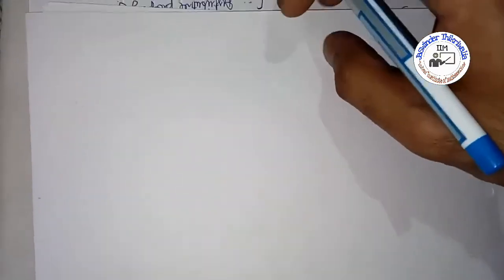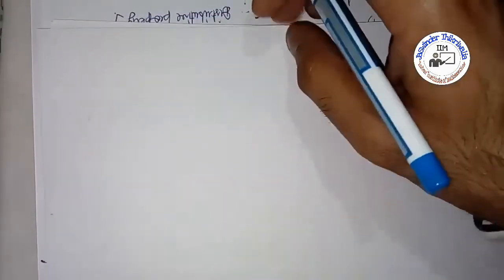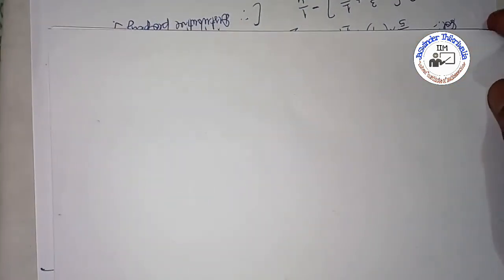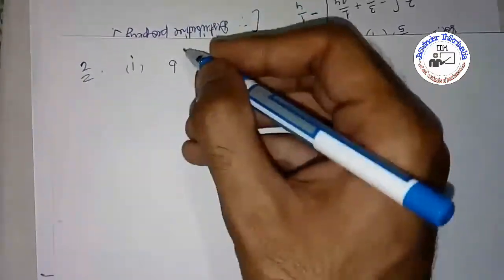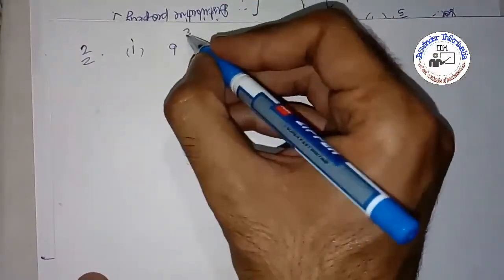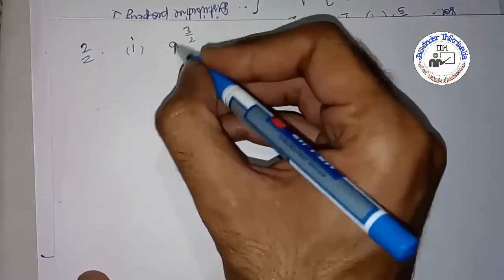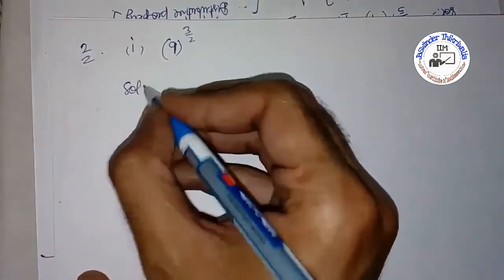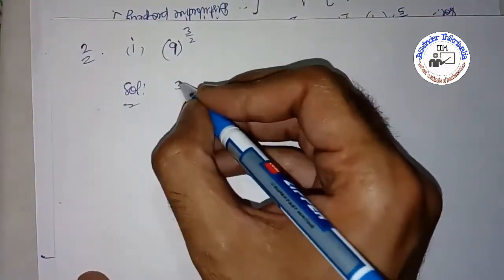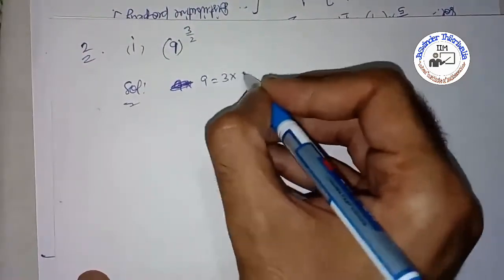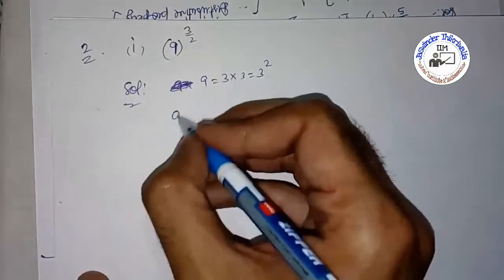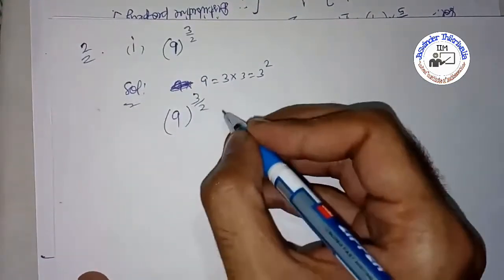So now it's the second sum. The second sum is related with the identity only, the law of exponent. Second question, first part, 9 to the power 3 by 2. So how can you express 9? 9 you can write as 3 into 3, which means 3 to the power 2. In the place of 9 to the power 3 by 2, what can you write?